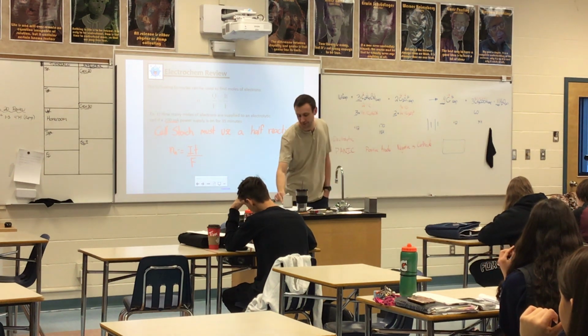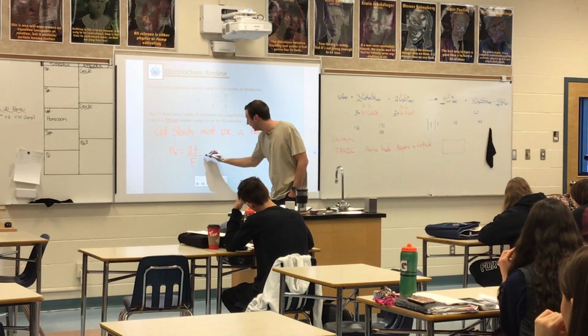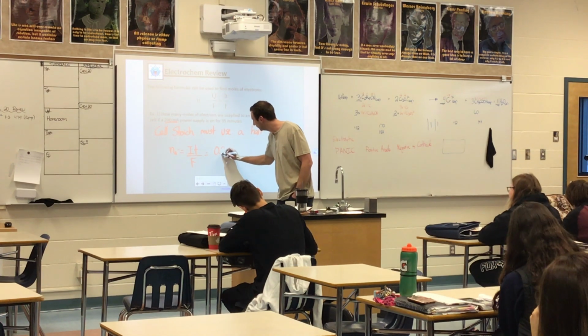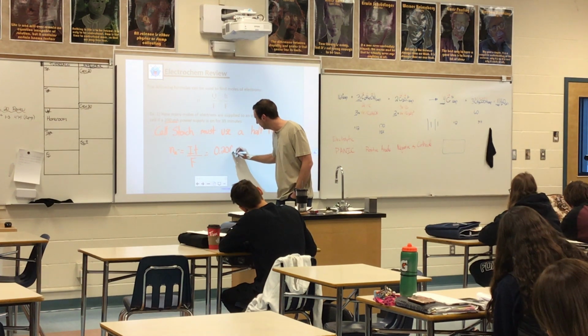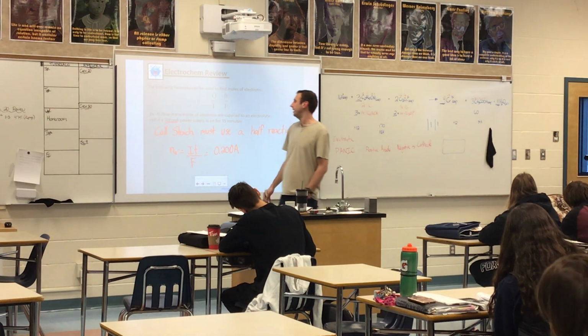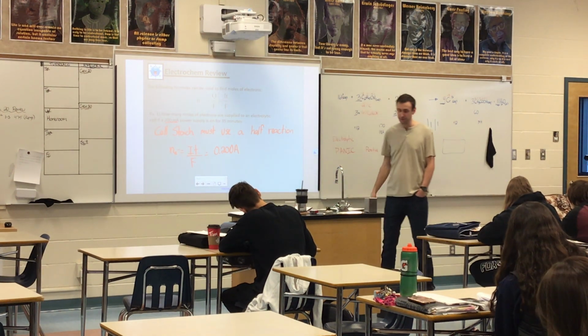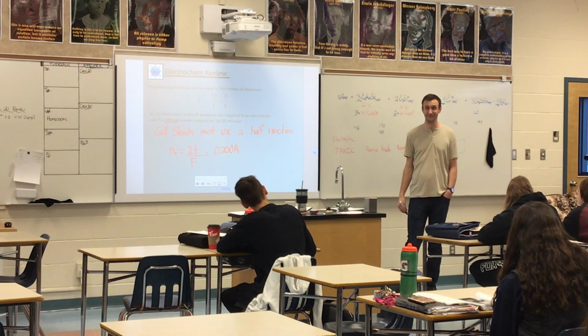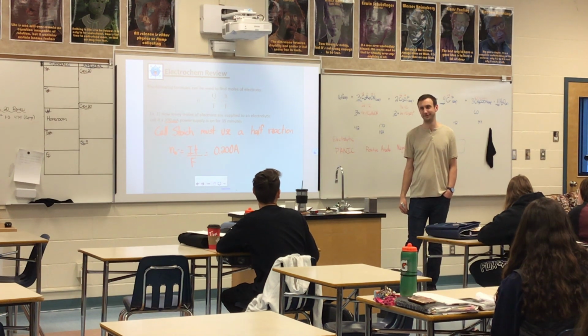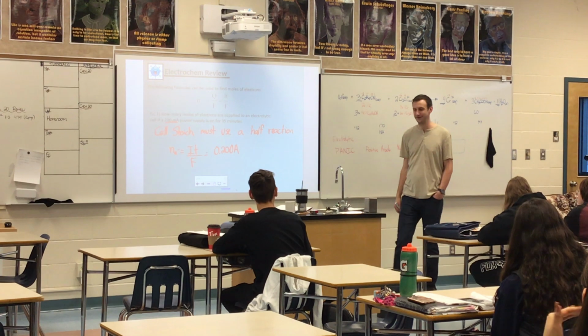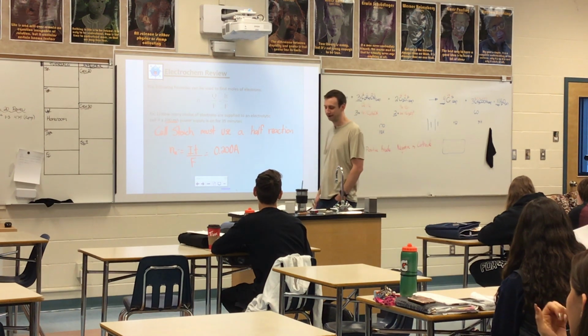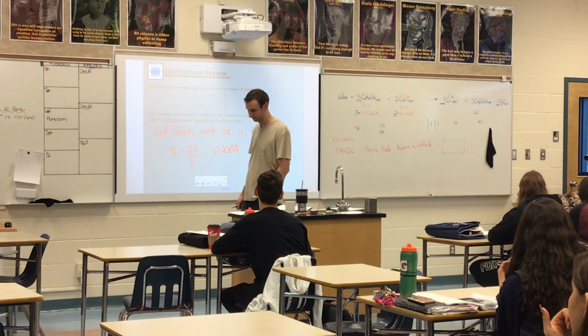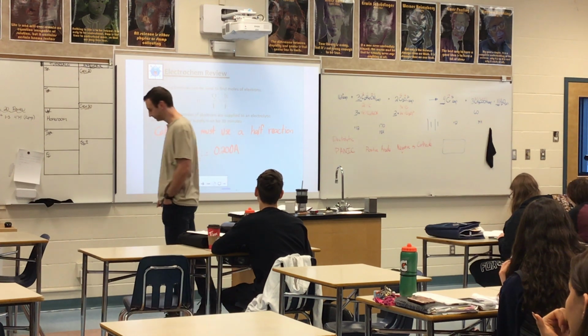So, n is equal to IT over F. I have an I of 0.200 amps. I have a time of 35 minutes. So that's 3,500 seconds, right? Oh, 60 seconds in a minute. So 35 times 60 is 2,100.